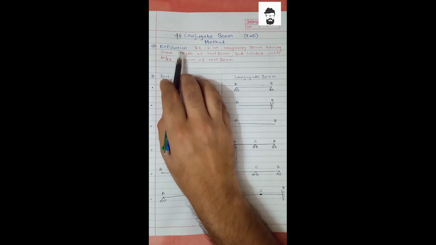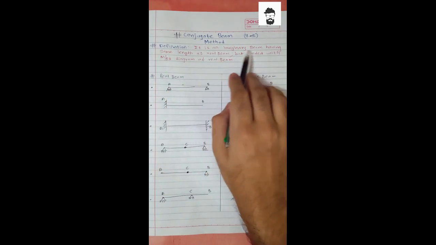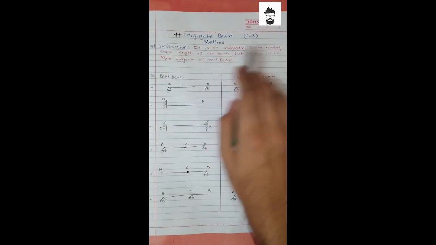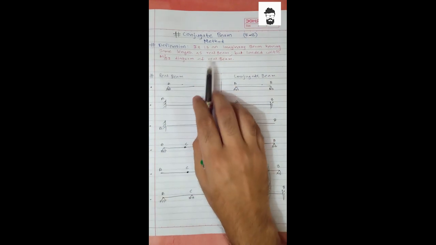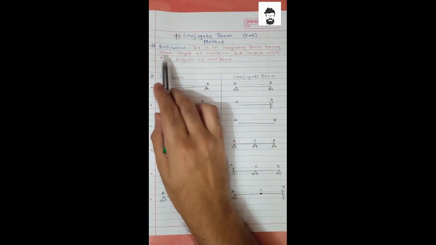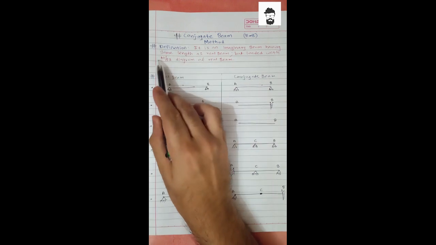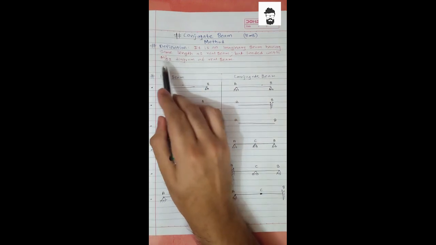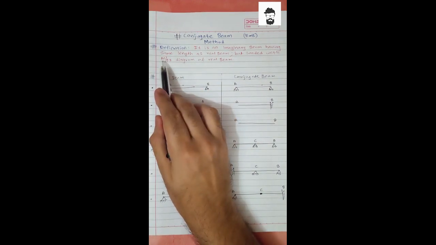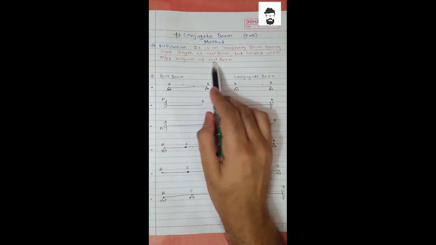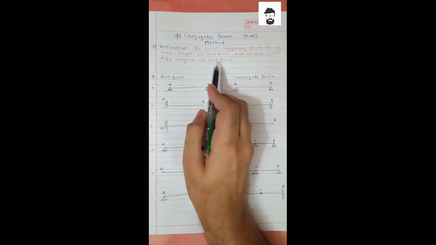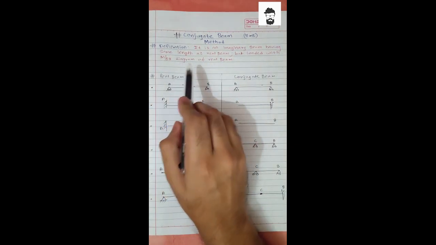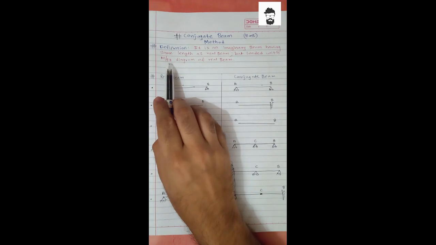The definition of conjugate beam is, it is an imaginary beam having same length as real beam but loaded with M/EI diagram of real beam. The most important part of this definition is M/EI diagram. We should remember this part. Here M represents the bending moment on real beam, whereas EI represents flexural rigidity of real beam. Flexural rigidity is always given.